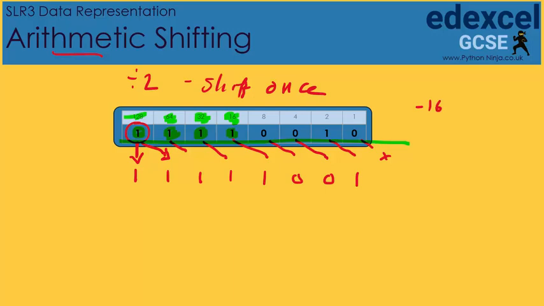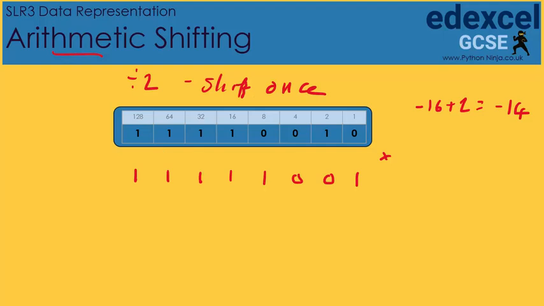Okay, there is a 0 here, so we don't add the 8. There is a 0 here, so we don't add the 4. There is a 1 here, so we do add the 2. So minus 16 plus 2 equals minus 14. And there's no more addition to do because there's a 0 here. Okay, so we know that this top number is equivalent to the denary minus 14. And if we divide minus 14 by 2, we should get minus 7.